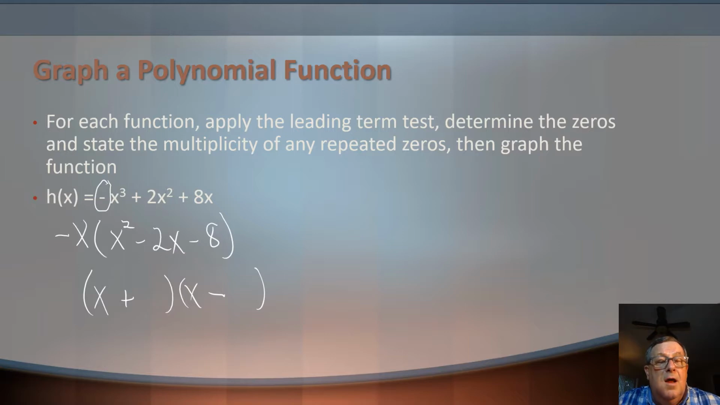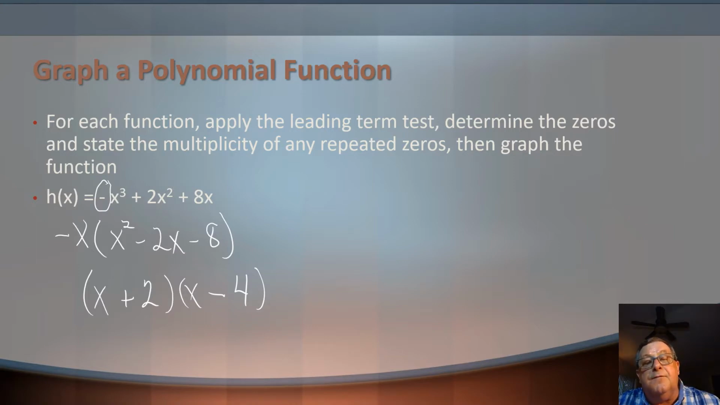8 and 1, nah, that's not going to cut it. What about 2 and 4? Well, there's a difference of 2 there. And so if I have my -4 and my +2, x plus 2 and x minus 4, well, +2 times -4 is -8, and +2 minus 4 is -2. Okay, I'm cool, I got it.